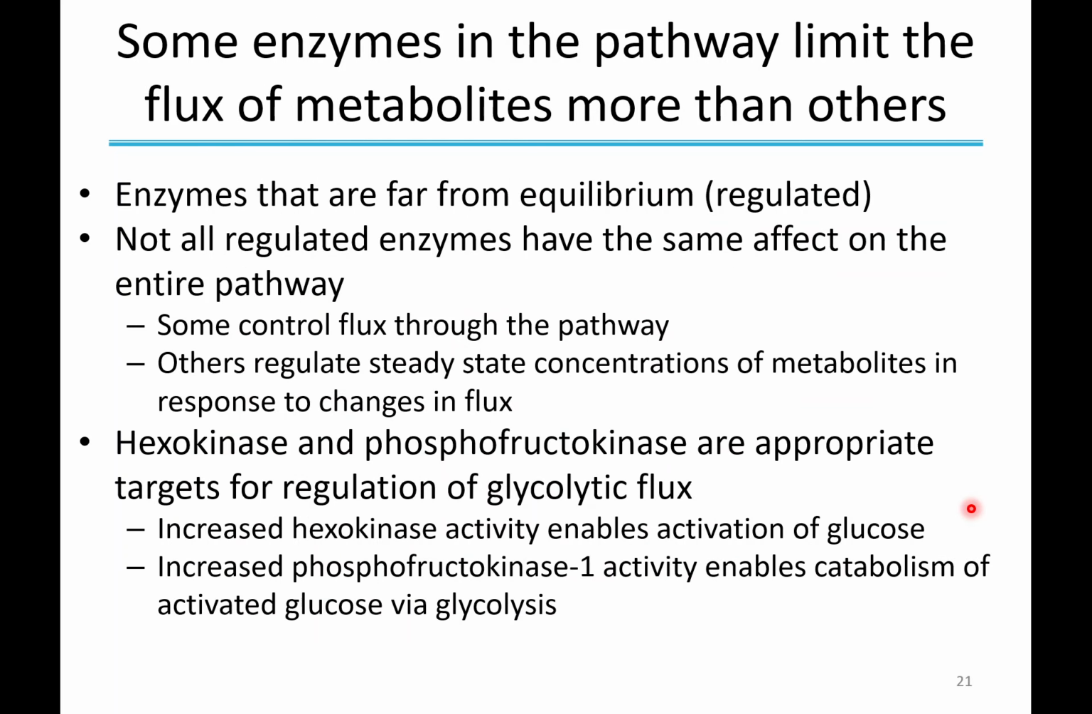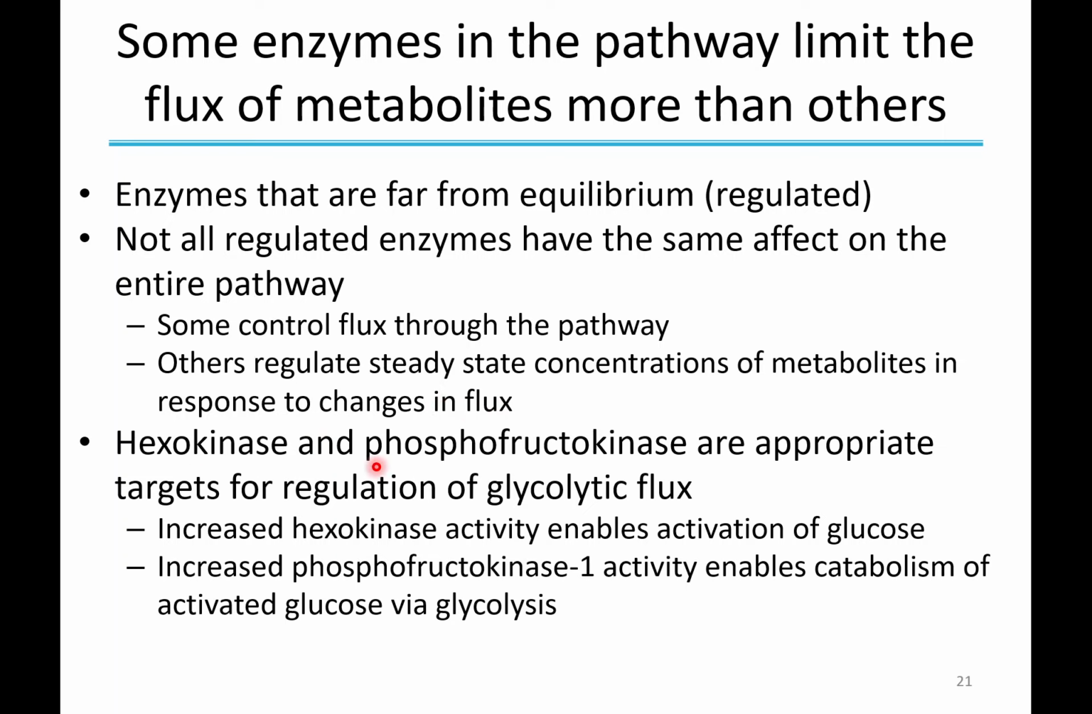Okay, some enzymes in the pathway limit the flux of metabolites more than others. Okay, so enzymes that are far from equilibrium, those are the ones that are regulated. Not all regulated enzymes have the same effect on the entire pathway. Some will control the flux through the pathway, which is how much product is ultimately made at the end of the pathway. Others regulate steady state concentrations of metabolite in response to changes in flux.